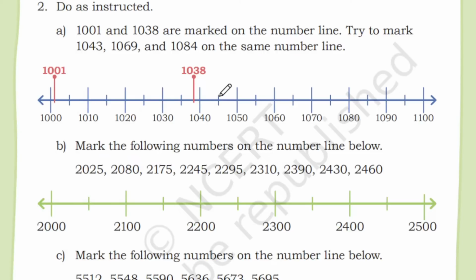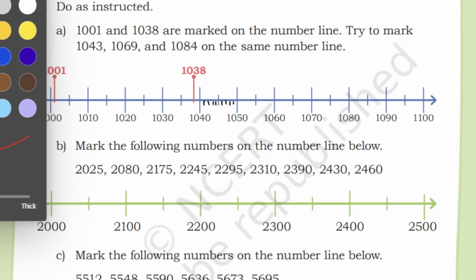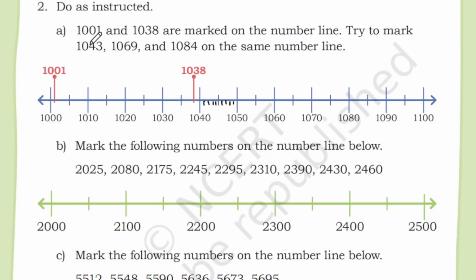Okay. So this is like 41, 42. Wait a minute, it's not visible. Make it a little darker, like 41, 42, 43, 44. This is 45, 46, 47, 48, 49 and 50. Okay. So now what we are going to mark, the first one. So the first one is 1043. So this is 1040, 41, 42, 43. So this one is 1043.